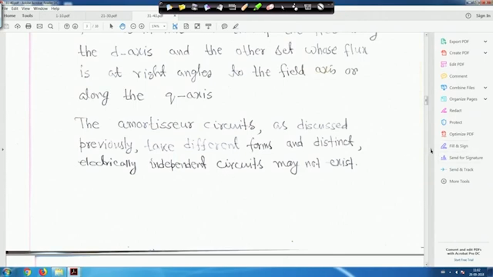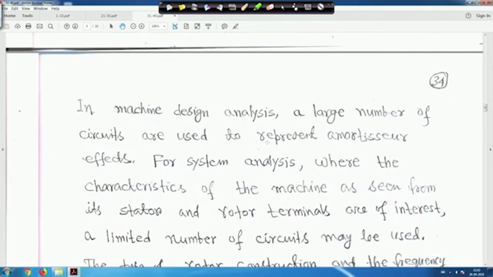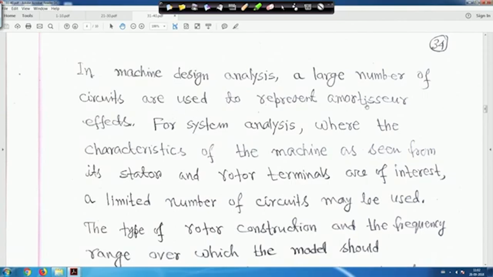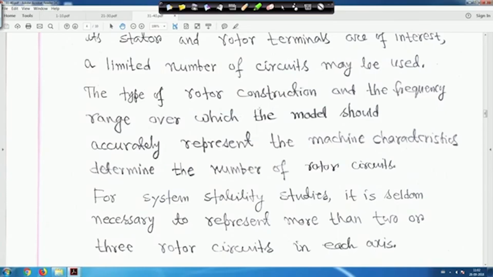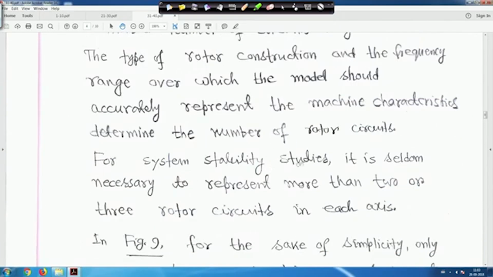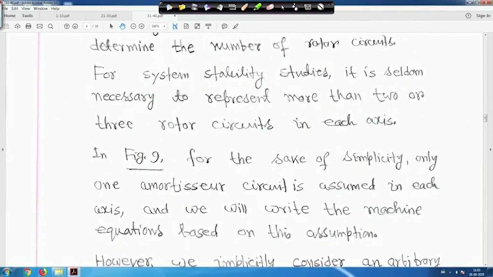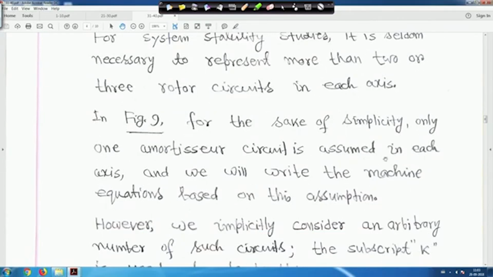The armature circuits, as discussed previously, take different forms, and distinct electrically independent circuits may not exist, right? In machine design analysis, a large number of circuits are used to represent armature effects. For system analysis, where the characteristics of the machine as seen from its stator and rotor terminals are of interest, a limited number of circuits may be used. The type of rotor construction and the frequency range over which the model should accurately represent the machine characteristics determine the number of rotor circuits. For system stability studies, it is seldom necessary to represent more than 2 or 3 rotor circuits in each axis, right? So in figure 9, the previous figure, for the sake of simplicity, only one armature circuit is assumed in each axis, and we will write the machine equations based on this assumption.